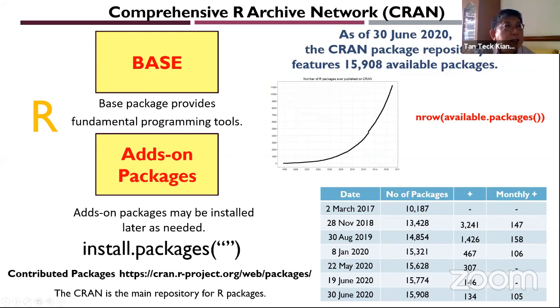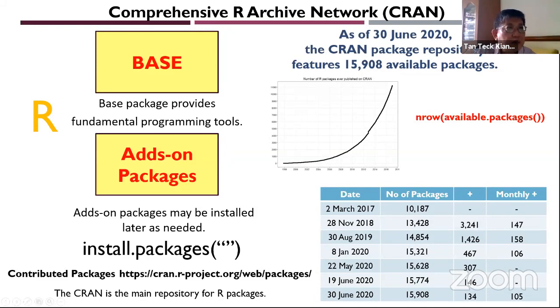And that is a command you can issue in R after you access it, to find out currently what the number of add-on packages available in CRAN is. Just to show how many packages were developed from, let's say, March 2017, it was about 10,000, and now it's growing to about 16,000. So that's 6,000 in 3 years' time.